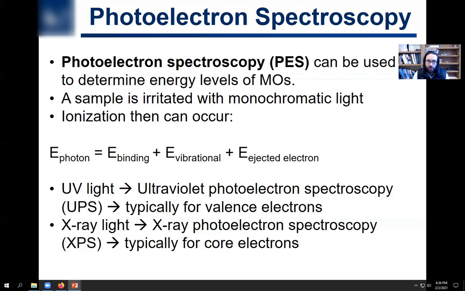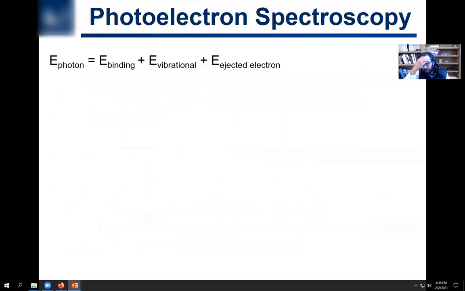And so as a result, you're going to be ejecting deeper electrons, more stable electrons, because you're shining more energy on it, higher energy light. So XPS is used to probe core electrons. And there's a lot of uses for XPS, typically more in the materials chemistry side of things, whereas UPS is used more in the inorganic chemistry side of things.